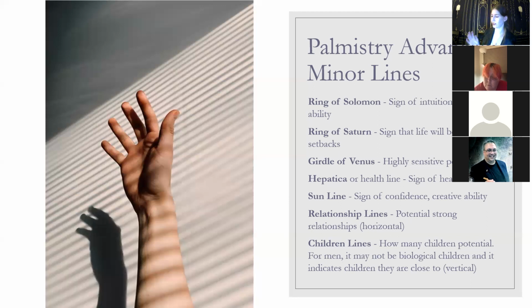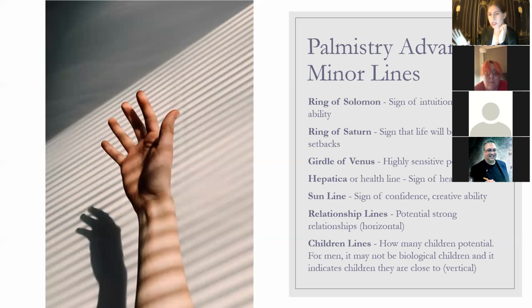There's also another line that goes up called the sun line. And actually, it's here. You can actually read it on this. The sun line goes to the sun finger. This is a fun line. It's a line of confidence. It's a sign of creative ability and success, and it's going towards that Apollo finger or sun finger as well.